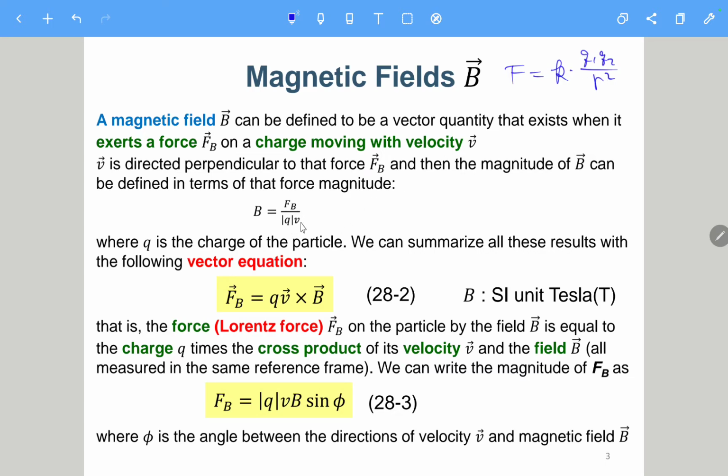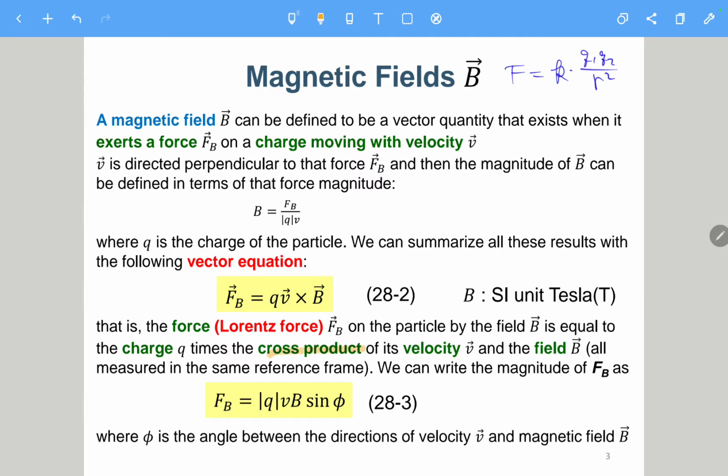But here, it is also related to the velocity of the charge, and also the B field. So if we try to write it in vector form, it is F_B vector equals Q, where Q is a scalar, V is a vector, and B is also a vector. So we cannot just place them together. There is an operator between them. This is called the cross product.